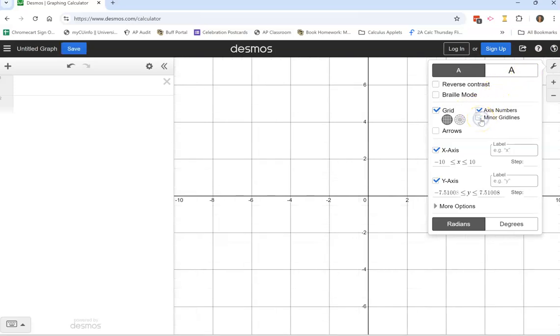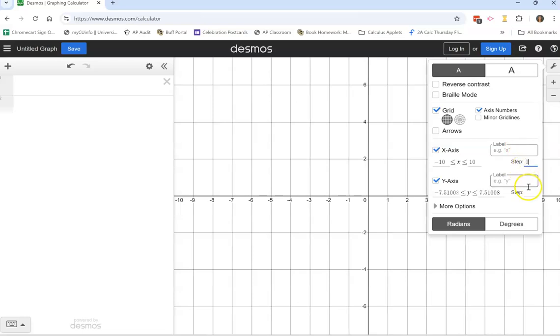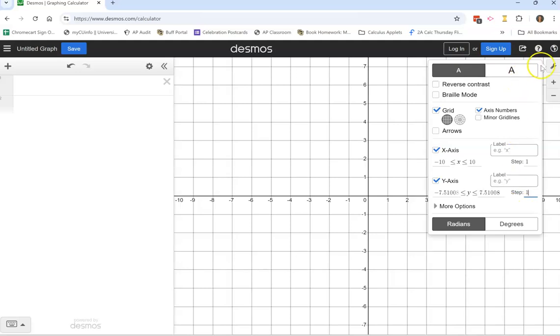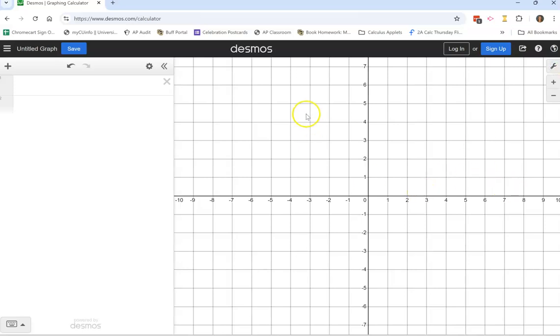I'm going to turn off my minor grid lines and I'm going to make my x and y axes count by ones. You can always change this if you don't like it like that, or depending on the data you're looking at, you can choose settings that'll make sense to you. So let's say that I want to graph a continuous linear function. Desmos can graph a continuous linear function in all types of forms.